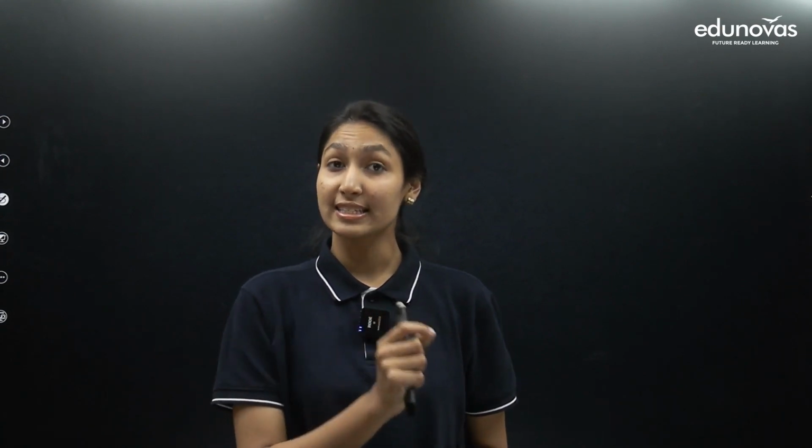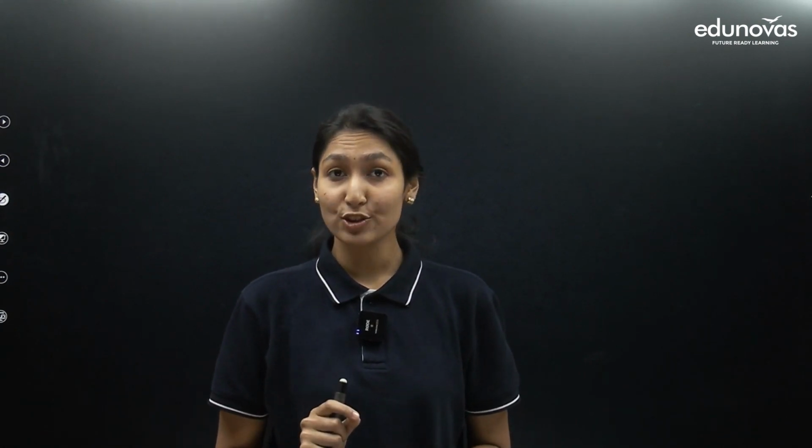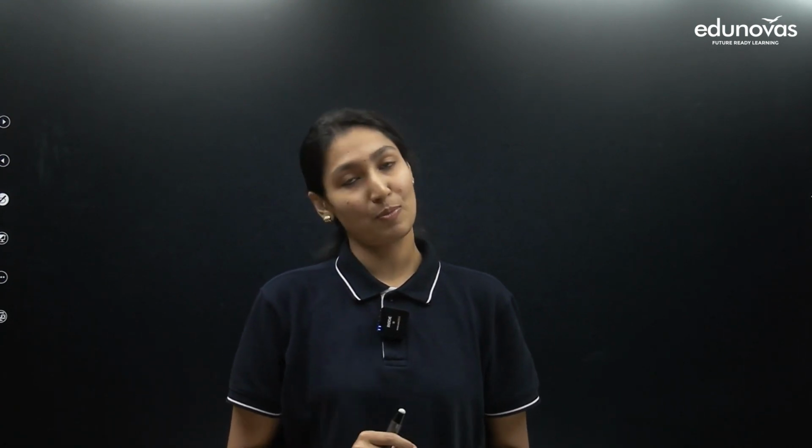In the last class on polynomials, we learnt about zeros of a polynomial and their geometrical meaning. In this class, let's discuss the relationship between zeros of a polynomial and the coefficients of the polynomial. Let's start with linear polynomials.